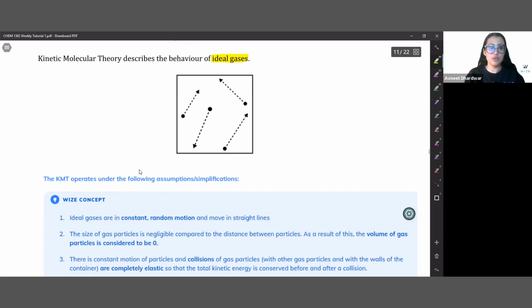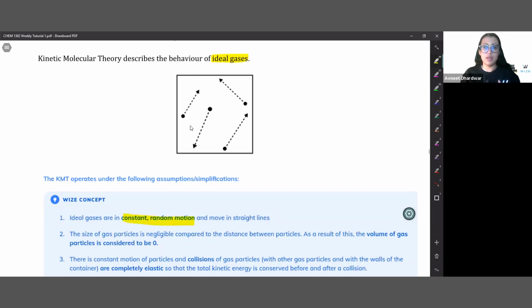So the first thing that the kinetic molecular theory says is that gases are in constant random motion. So they're always going to be moving. They don't ever stop. Once it hits this wall, it can then bounce, and it's just going to be in constant random motion. And you can see that because it's in a container, there's also a lot of collisions.